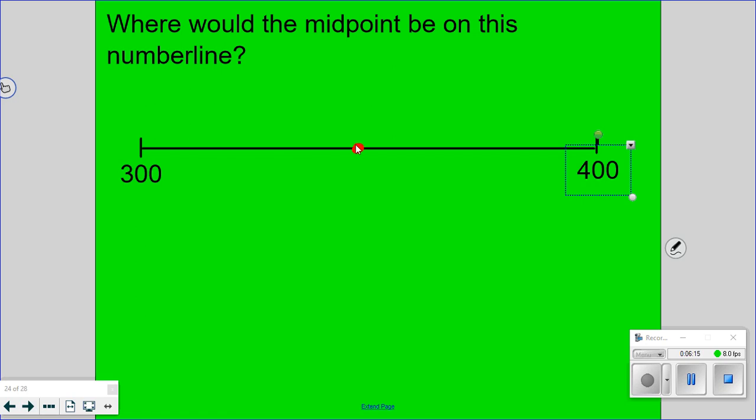What's the midway point here? Heidi? 350. 350. So far, so good? Madison, so far, so good? Okay.